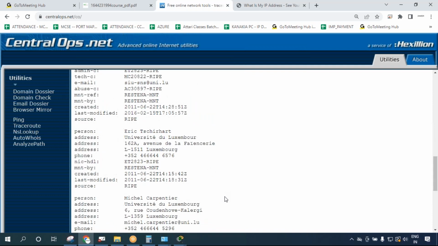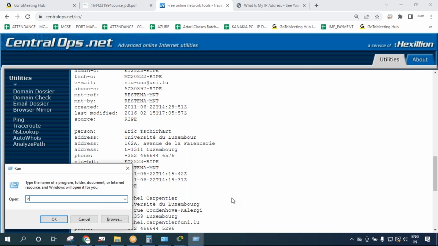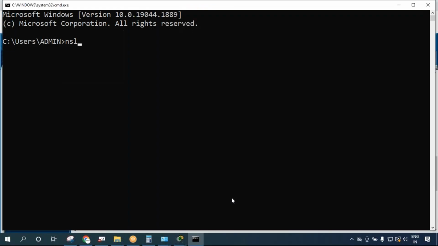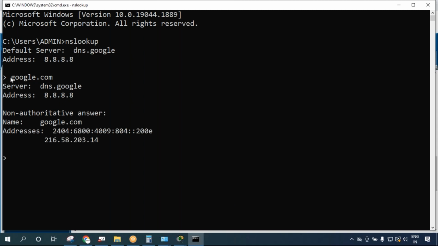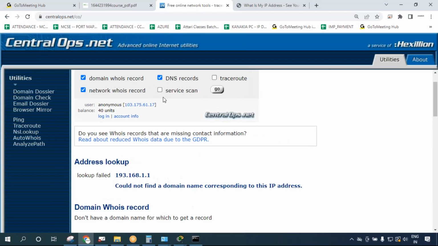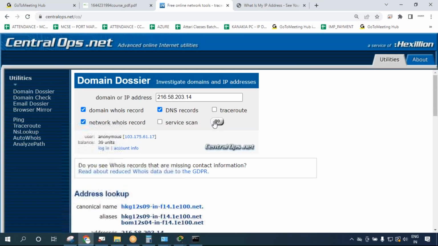They have taken this public IP. Remember, only one person can take a public IP. Public IP cannot be taken by two people. See here, CMD, nslookup. Public IP addresses are used on the internet, like google.com. I will type google.com and I will get the public IP of Google, 216.58.203.14.